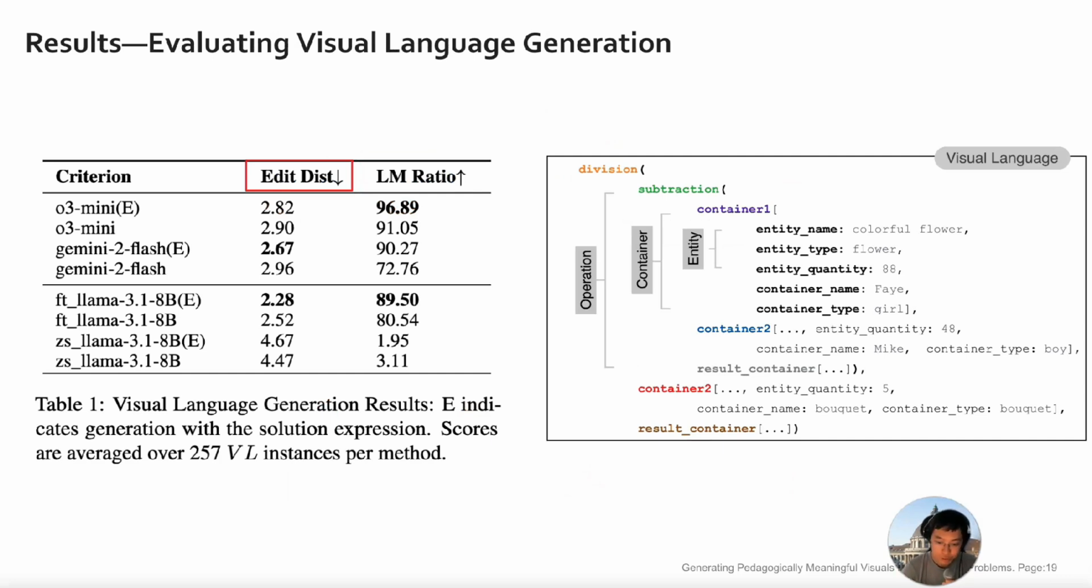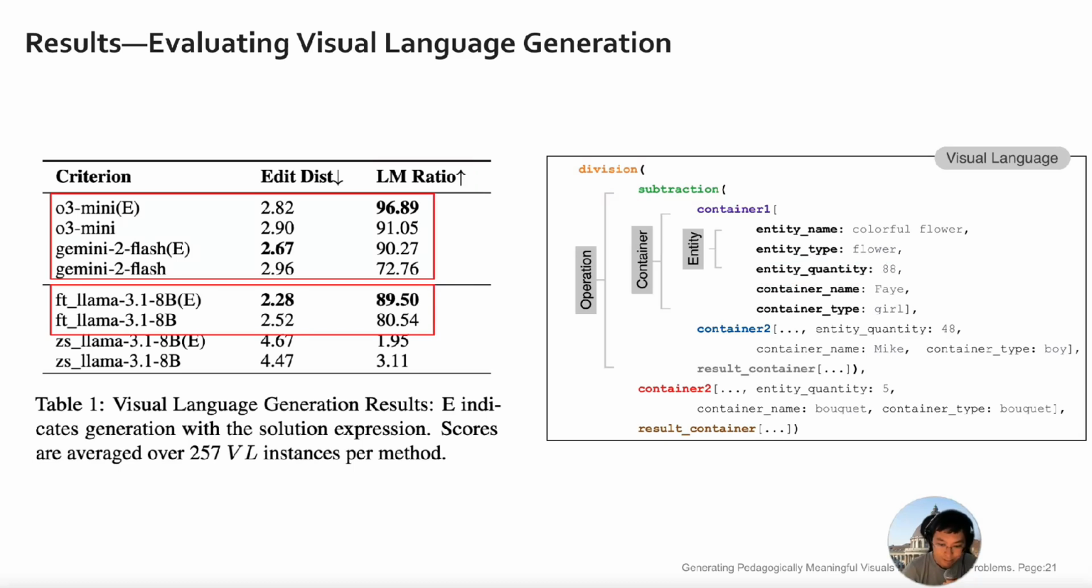To evaluate our generation framework, we did 2 sets of evaluation. One focuses on the generation of visual language. The other focuses on the final visual generation. Here we show the results of evaluating visual language generation. The edit distance measures the edit time needed to convert the generated visual language into the ground truth visual language. The logic match ratio measures, from all the generated visual languages, how many of them match the ground truth regarding operation and corresponding entity quantity.